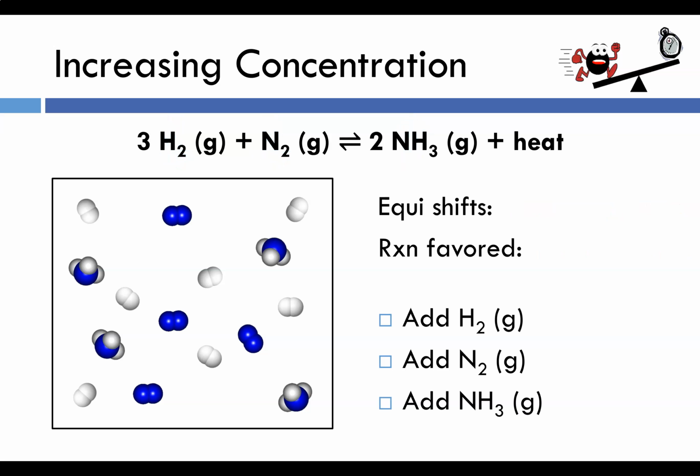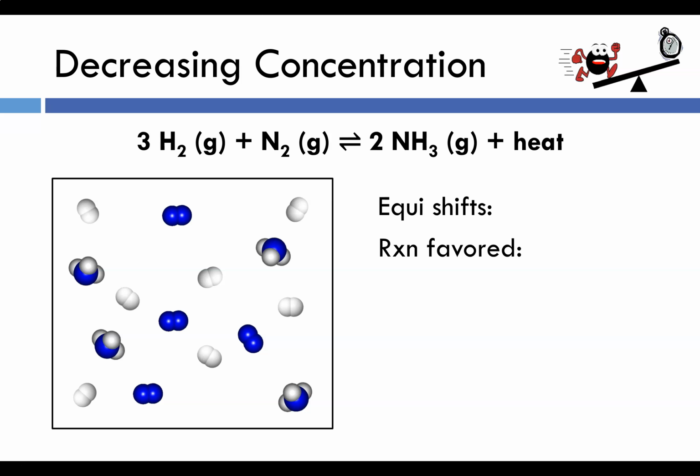What if we add more NH3? The system is going to respond by trying to get rid of the NH3. The only way to do that is to decompose it, produce hydrogen and nitrogen gas. So hopefully you're predicting we'll see an increase in the concentration of our two reactants, a decrease in the concentration of ammonia. So in this case, we would say equilibrium has shifted to the left. The reverse reaction has been favored because our reactant side has experienced an increase in concentration.